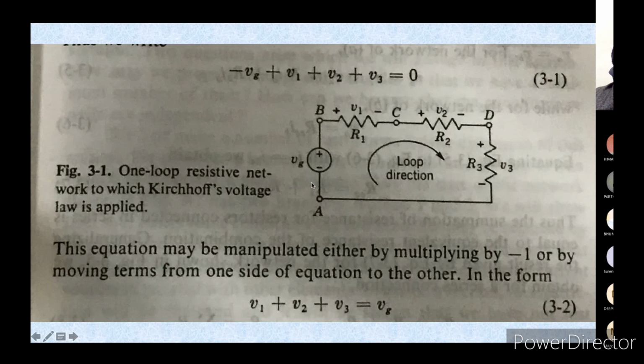Or you can write this in this form: V1 plus V2 plus V3 is equal to Vg, meaning whatever voltage you apply from a source will be distributed according to their values across the different components. Now here it is easy to write all these things because all the components are resistances, okay.